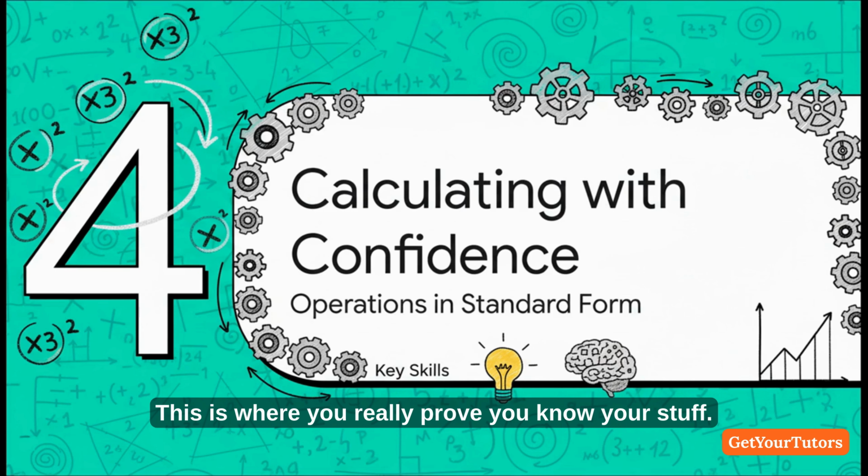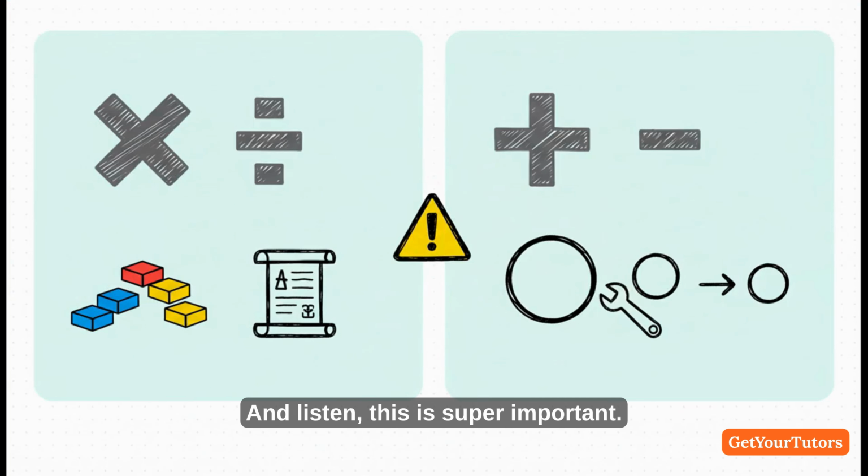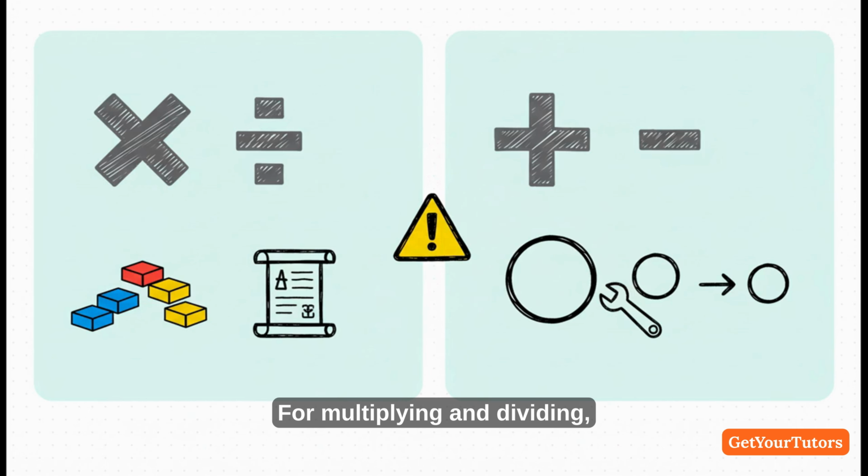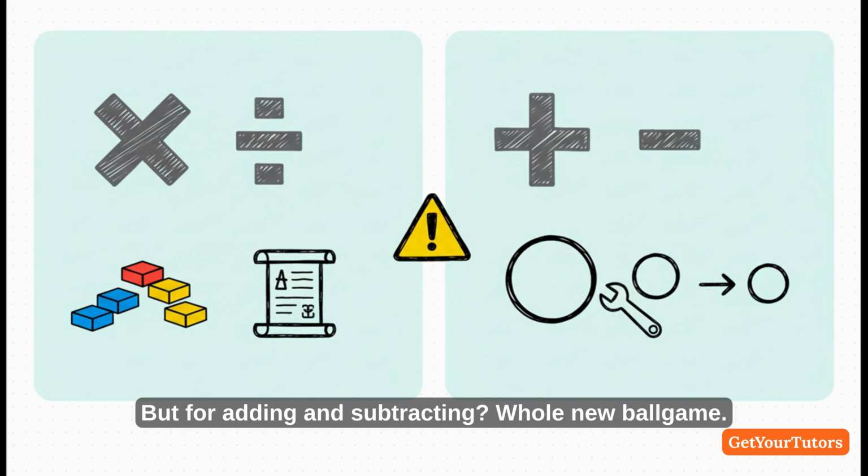This is where you really prove you know your stuff. And listen, this is super important. You have to use 2 totally different playbooks here. For multiplying and dividing, it's all about your index laws. But for adding and subtracting, whole new ballgame. You got to make those powers of 10 match first.